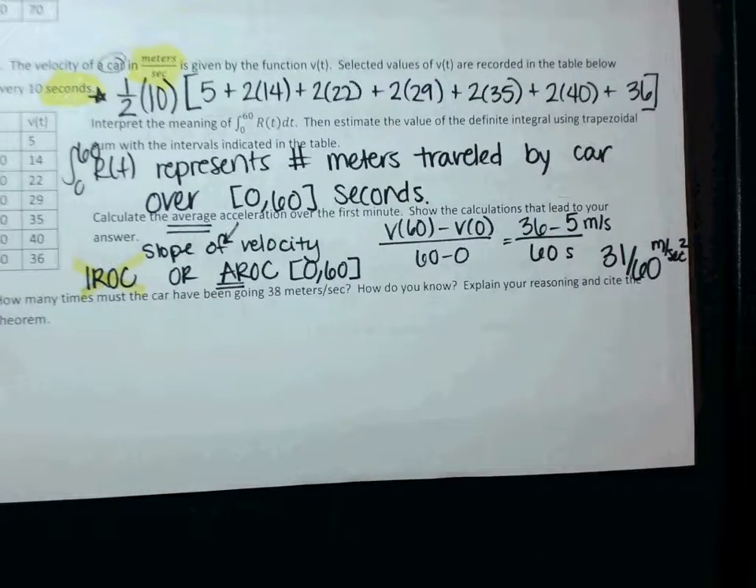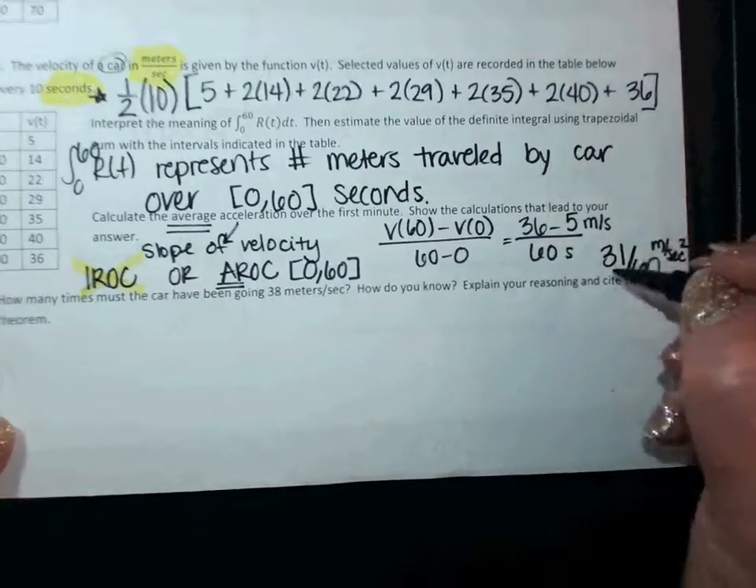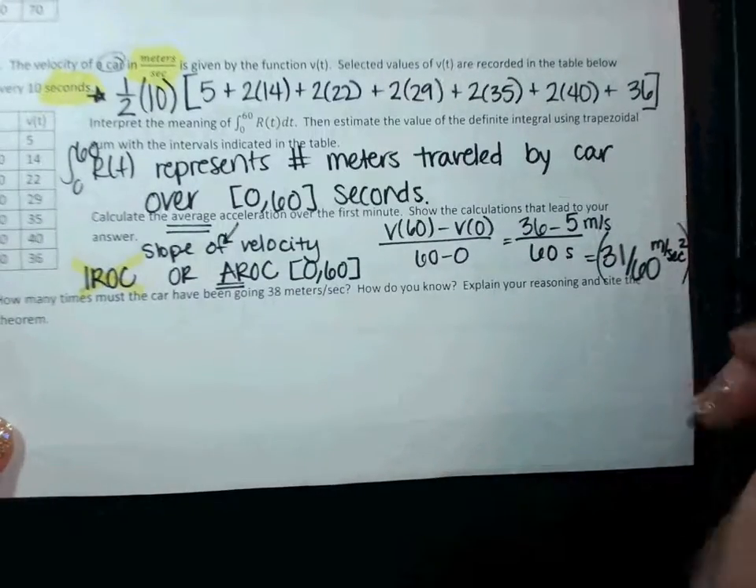31 over 60 meters per second squared, and that would be your final answer right there. Okay?